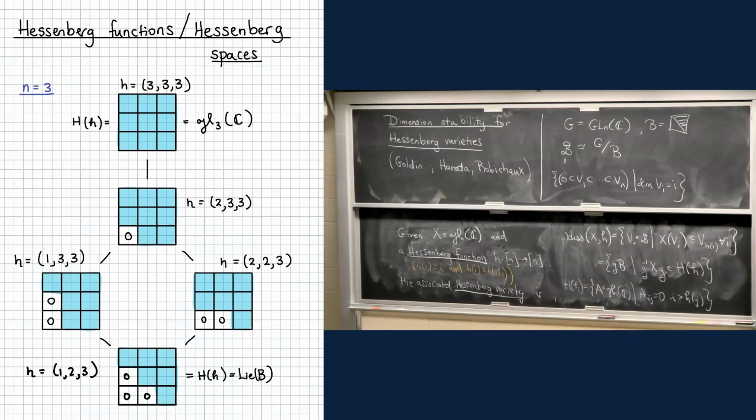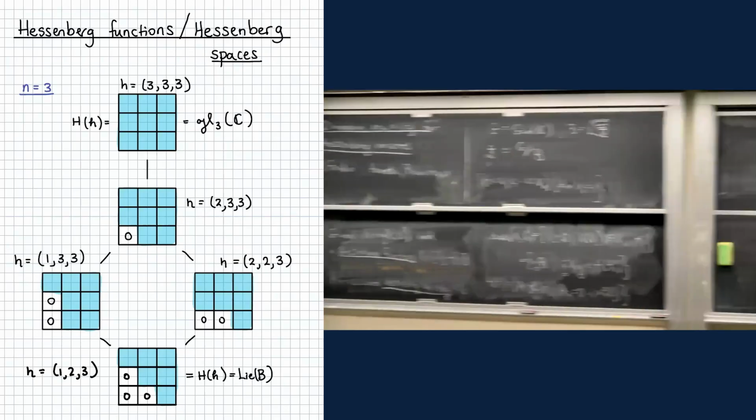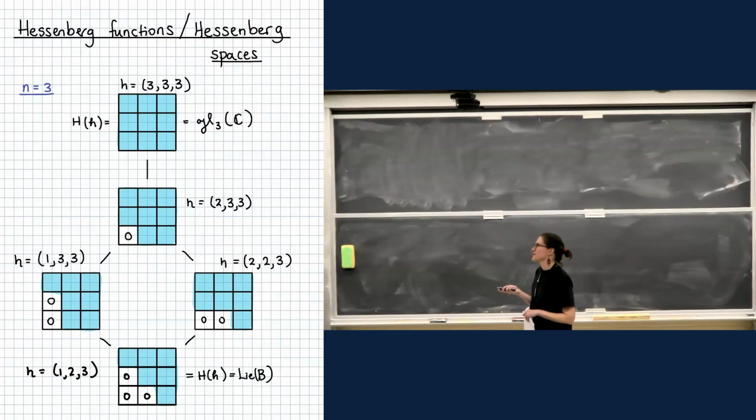Okay, so here we are for n equals 3. I have some examples of Hessenberg functions and Hessenberg spaces. In this grid, you should visualize this as meaning I'm looking at 3 by 3 matrices. Here my Hessenberg function is 3, 3, 3. n equals 3, it's weakly increasing, yes. h(i) is greater than or equal to i, yes.